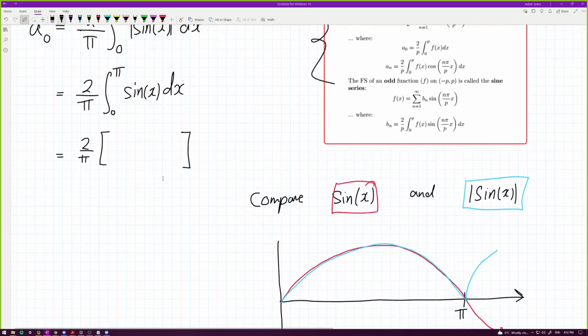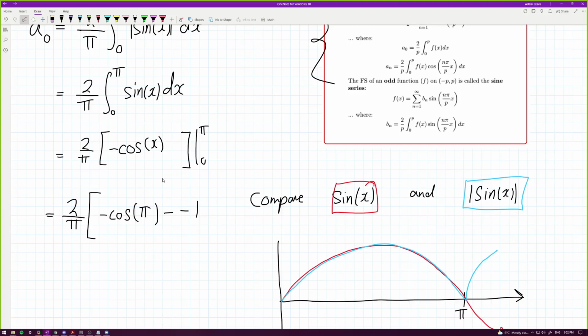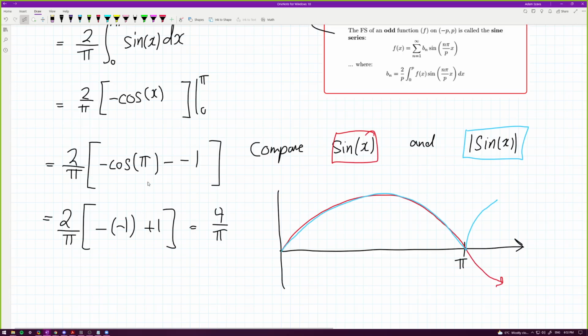Anyways, for here, we can continue. The integral of sine is negative cosine of x, evaluated from 0 to pi. We have 2 over pi times negative cosine of pi minus negative 1, because cosine of 0 is 1. Cosine of pi is negative 1, so it's negative 1 plus 1, so it's going to be 2. So we get 4 over pi here. There's our a naught.